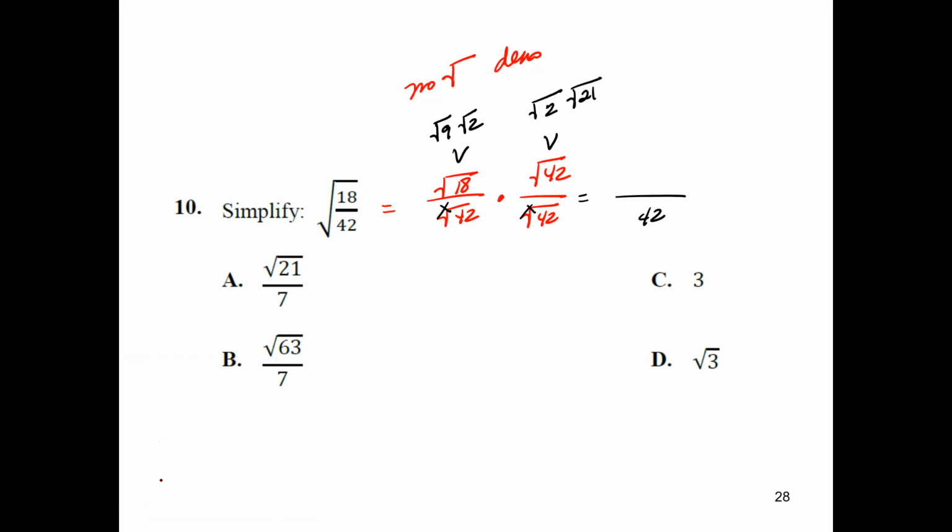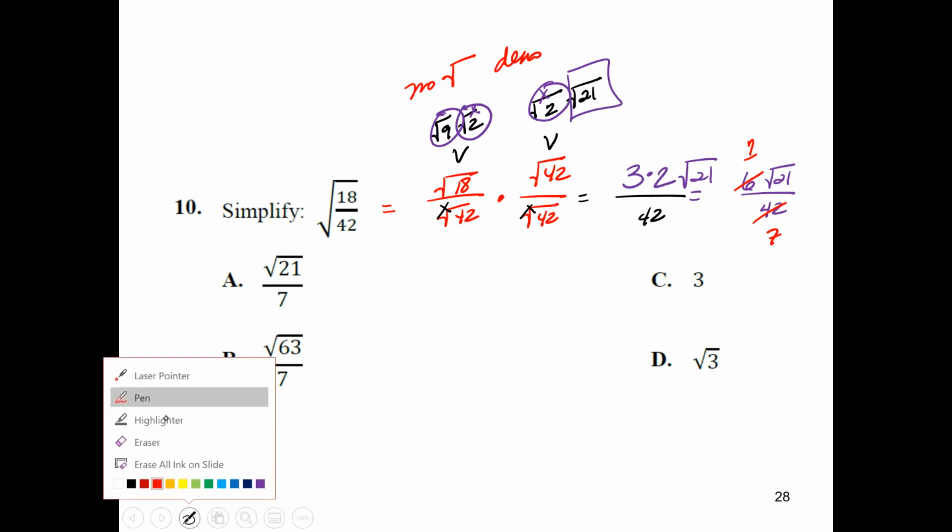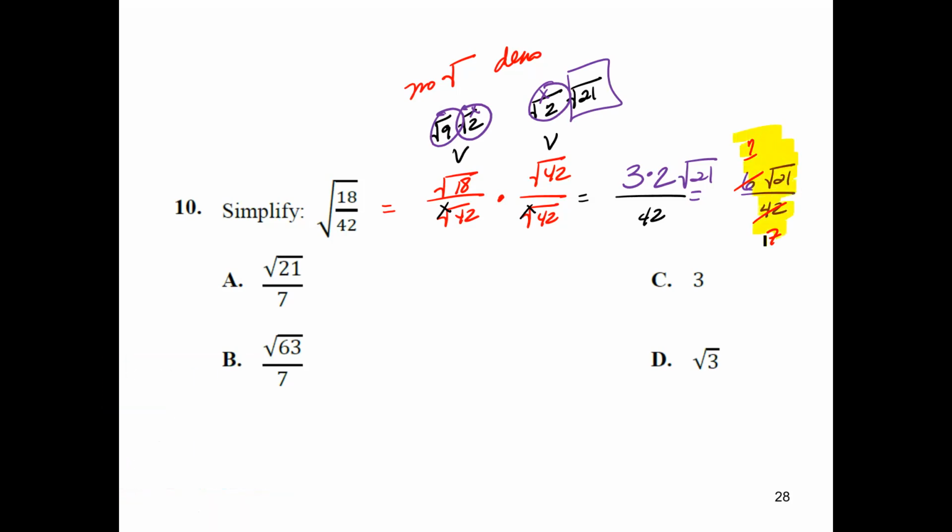So then looking at this, square root of 9 gives me a 3. What happens with the square root of 2 and square root of 2? Those square roots cancel, and that 2 is free. Unfortunately, the square root of 21 stays inside. So I get 6 square root of 21 over 42. And then if I divide 6 on both, that becomes a 1. That becomes a 7. So which one matches my answer? 1 square root of 21 over 7? A it is.